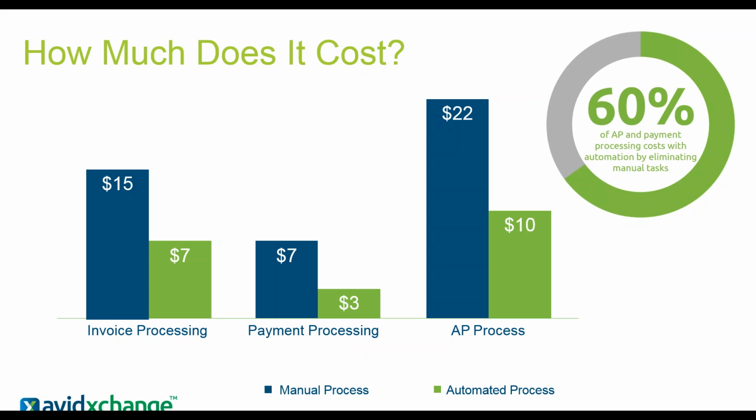When you move to an automated process, your payments should be sub $3, invoices should be sub $7, you should be $10 or less when you fully automate. In fact, we have customers out there that are in the $3 to $5 range all in on AP process. So there's a 60% average here, but we've got customers that have saved as much as 80% by moving from a manual AP process to an automated process. So very significant cost savings there.